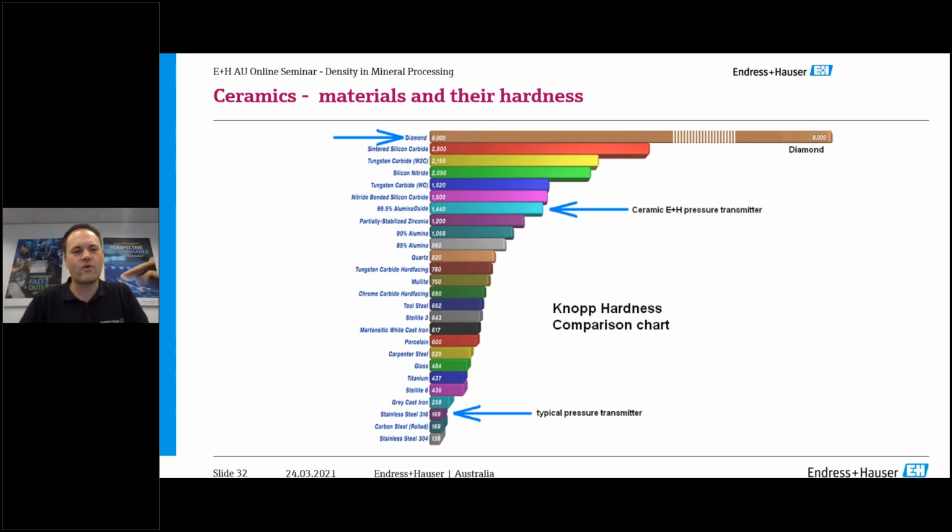So you can see it's all the way down at a number of 169 for stainless steel, which is your typical pressure transmitter that you might get. But for our ceramic membrane devices, we have 99.5% pure aluminum oxide membranes, which means it's very hard. In fact, it's almost as hard as tungsten carbide, which is one of the harder materials that are used in mining applications. So this is why we only recommend ceramic membrane pressure devices in this type of application.